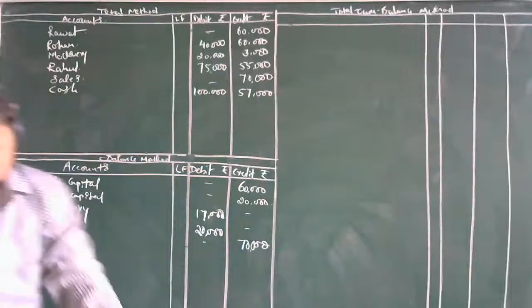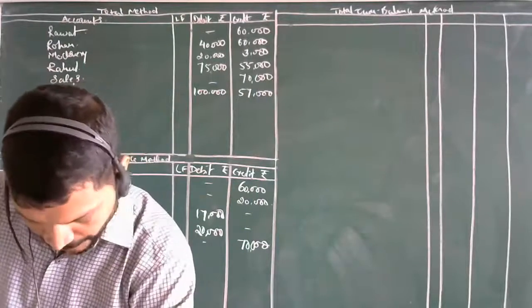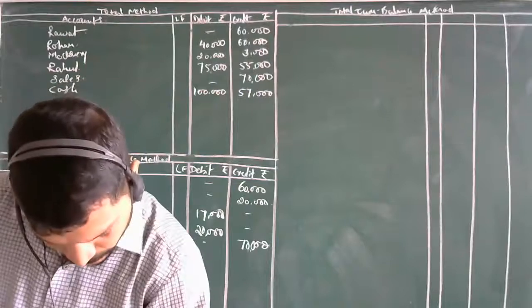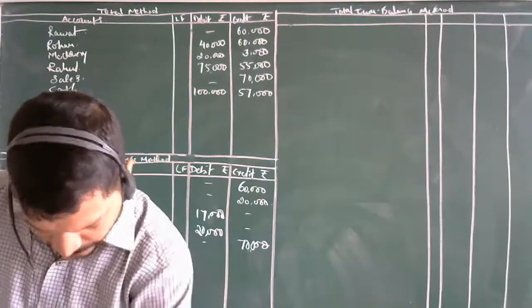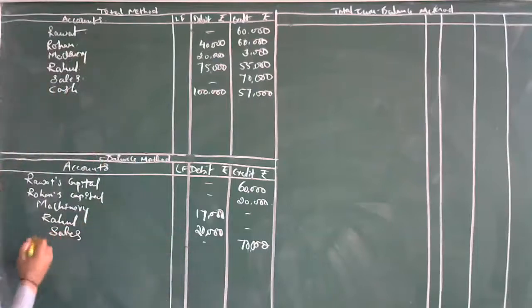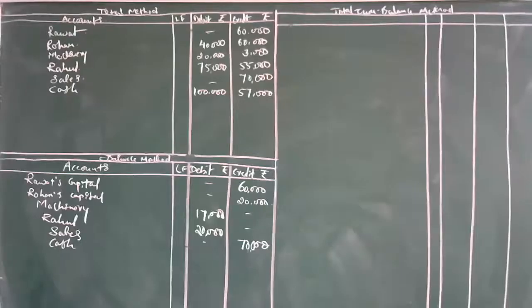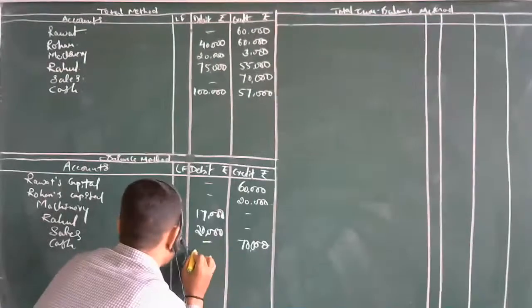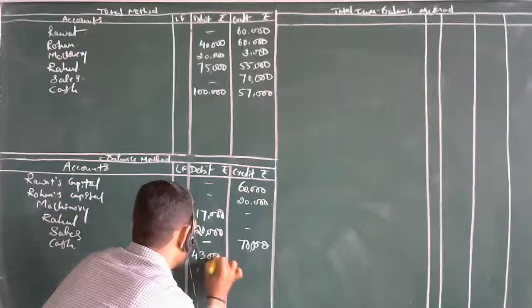Now come to the balance method. What is the balance remaining over here? So cash balance, 43,000. Is it debited or credited? It is debited. How much is it? 43,000, debited, and credit is nothing.